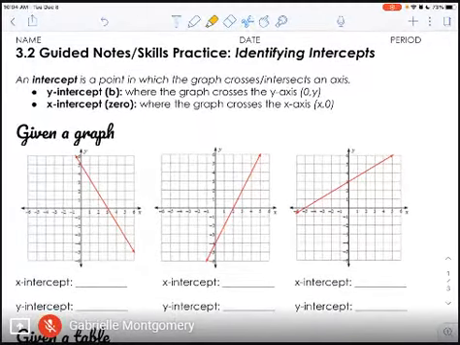If you're writing these notes by hand, this is going to be your title: 3.2 Notes and Skills, Identifying Intercepts. That is the title of what we're doing today. So go ahead and write that at the top of your page if you're writing notes by hand.